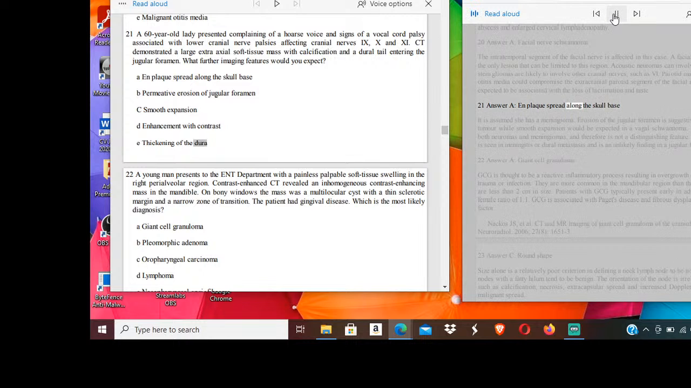Answer A. En plaque spread along the skull base. It is assumed she has a meningioma. Erosion of the jugular foramen is suggestive of a glomus jugulare tumor, while smooth expansion would be expected in a vagal schwannoma. Enhancement occurs in both neuromas and meningiomas, and therefore is not a distinguishing feature. Thickening of the dura is seen in meningitis or durometastasis, and is an unlikely finding in a jugular foramen meningioma.